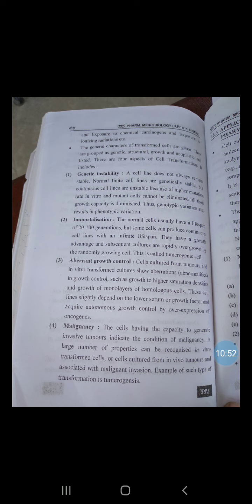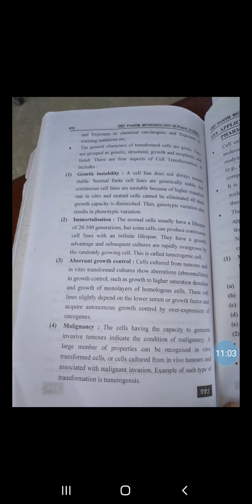Then cell-based manufacturing. Cell-based manufacturing is a comparatively new and cost-effective approach. This approach is employed in the production of a wide variety of pharmaceutically important products, like large-scale production of viruses for use in vaccine production, for example polio vaccine, rabies vaccine, chickenpox vaccine, and hepatitis B vaccine.